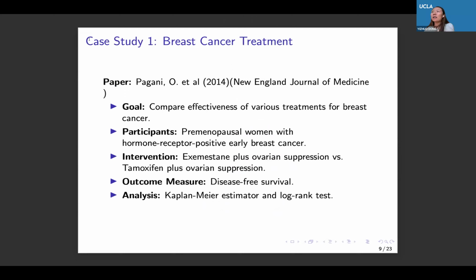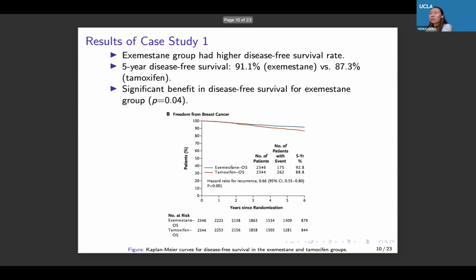And then we'll take a look at two case studies. One is about breast cancer treatment. The main goal of the study is to compare the effectiveness of various treatments for breast cancer. They randomly selected participants and gave them different treatments, and they want to know the disease-free survival rate for the different treatments. They used the Kaplan-Meier estimator and the log rank test, which compare the survival function for the two treatments. And this is what they got for their result.